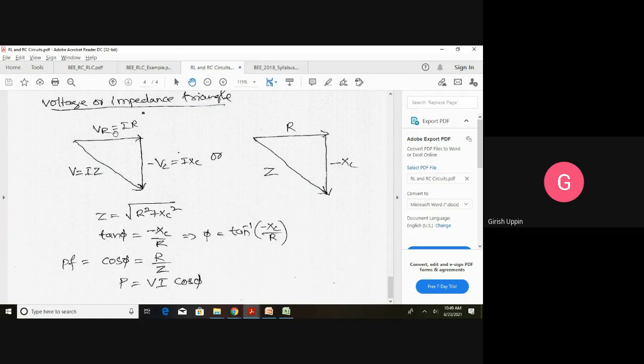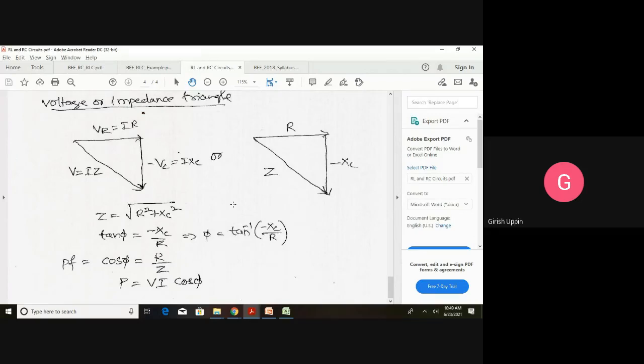So if we just take out the I, what we get is a voltage triangle, and this is an impedance triangle, and this is phi. Using these two triangles, we can get all the equations we derived. Only one thing you have to remember is the equation for voltage is V is equal to Vm sin omega t, and the equation for the current is I is equal to Im sin omega t plus phi.